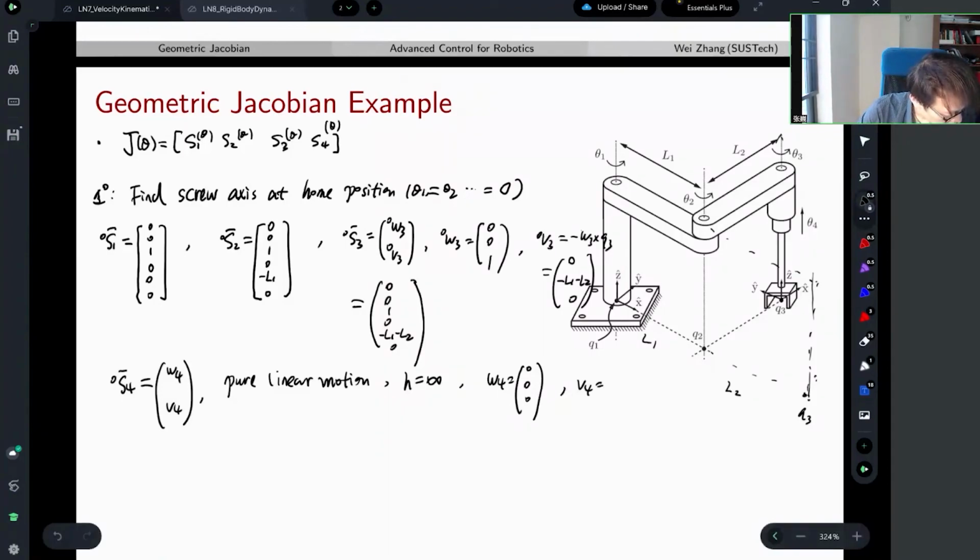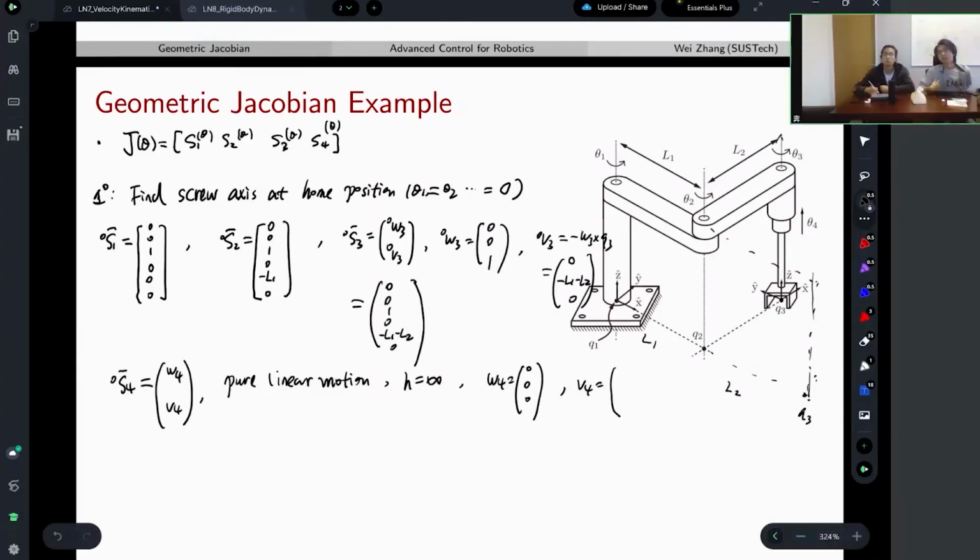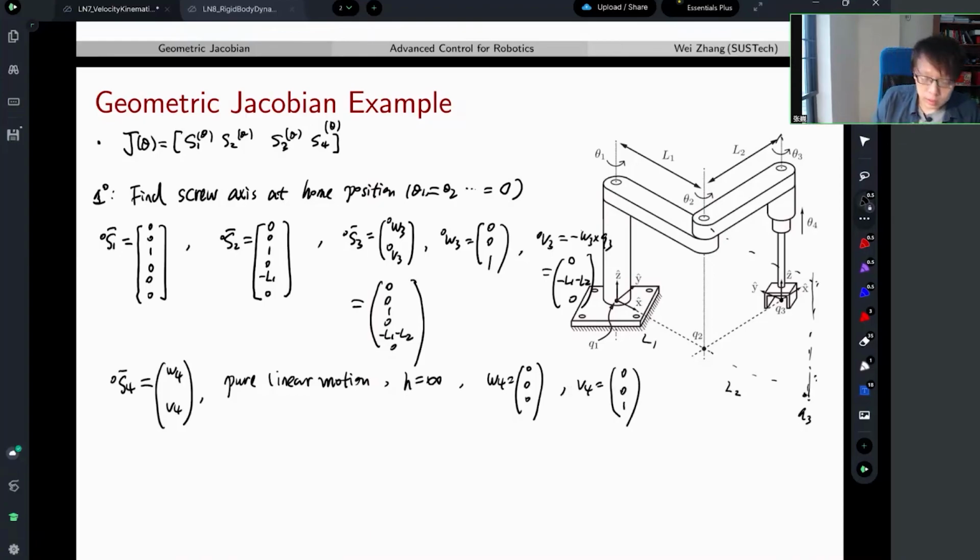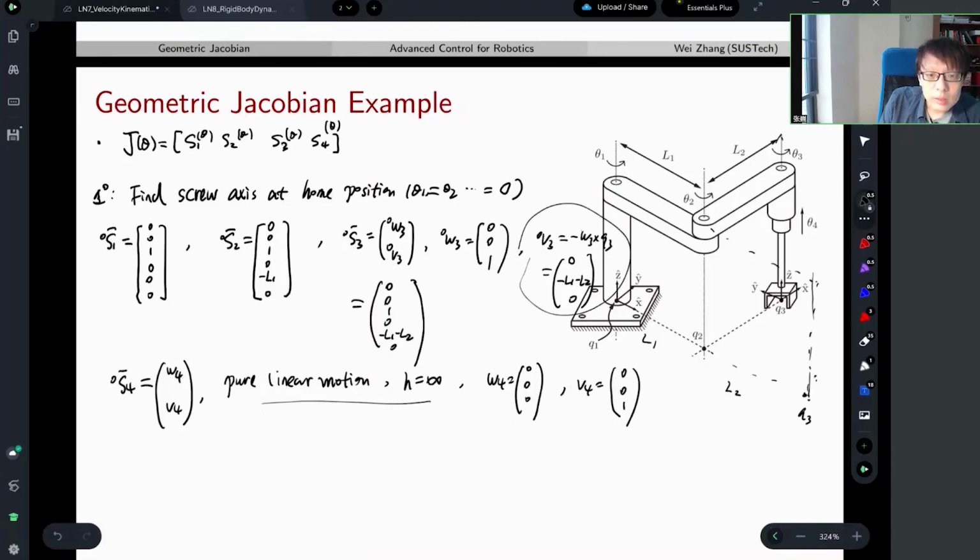V4 is, Liuben, what is it? V4 is 0, 0, 1. Yes, along that axis, right? Along upward, the z direction. So this is the degenerate case. You cannot use this formula anymore. This will be just a normalized linear velocity in the direction of that velocity. So that's 0, 0, 1.